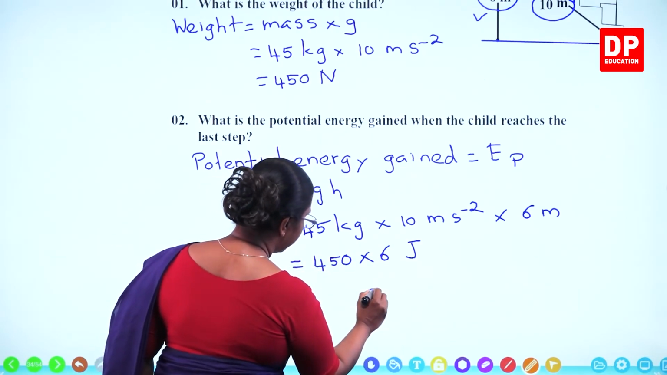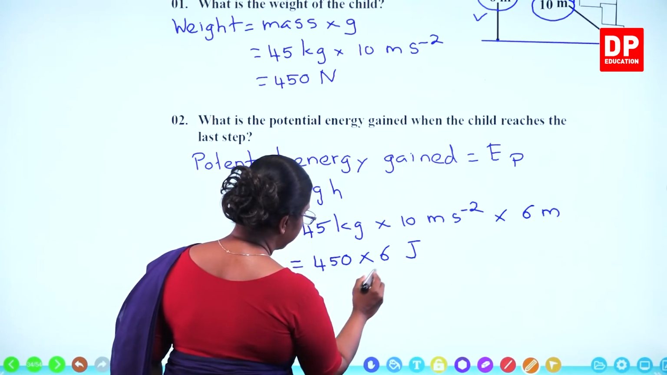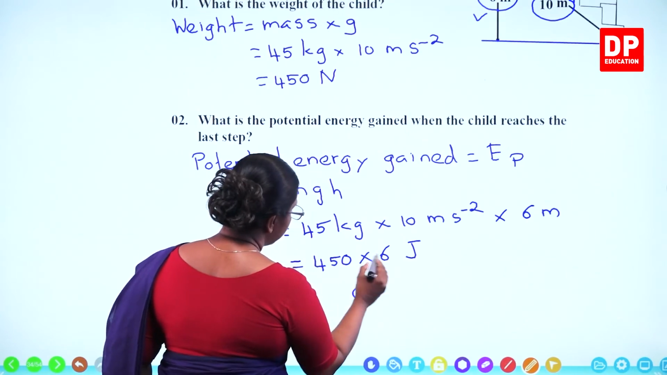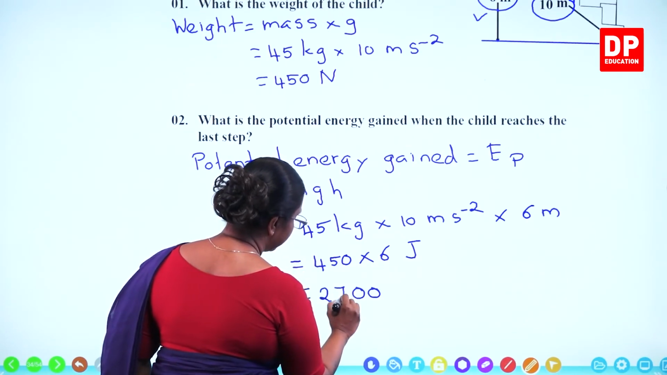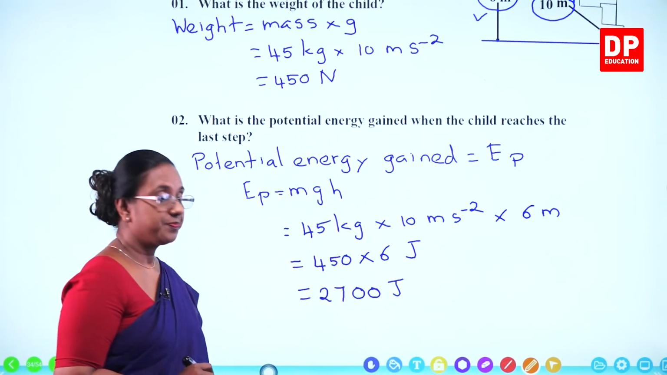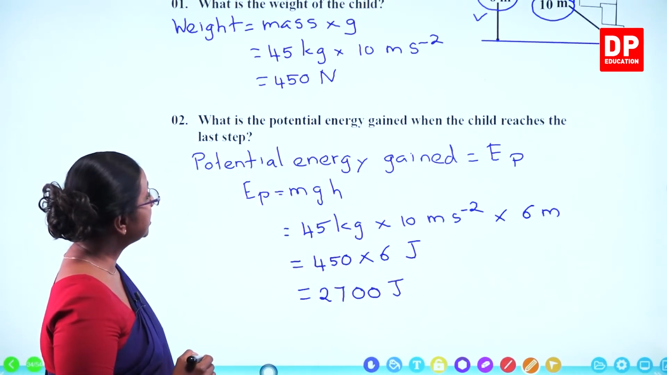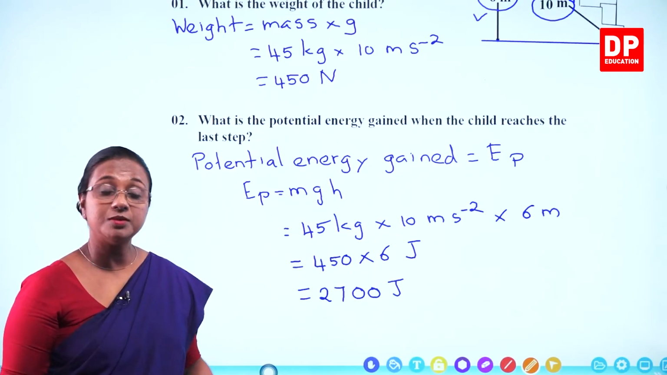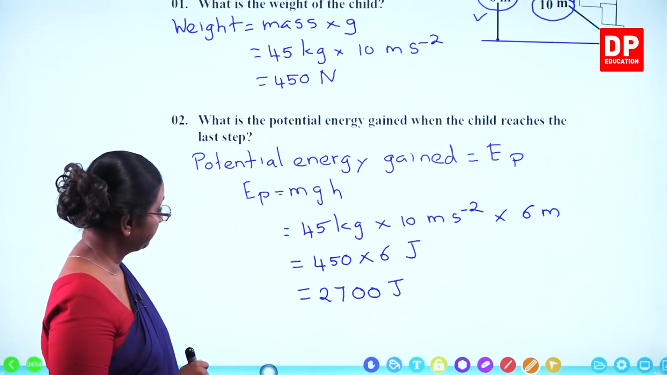That will be equal to 5 into 6, 30, so 0, 3, 24 plus 3, 27. So 2700 joules. That is the energy, potential energy gained when the child walks from the bottom step to the top step.